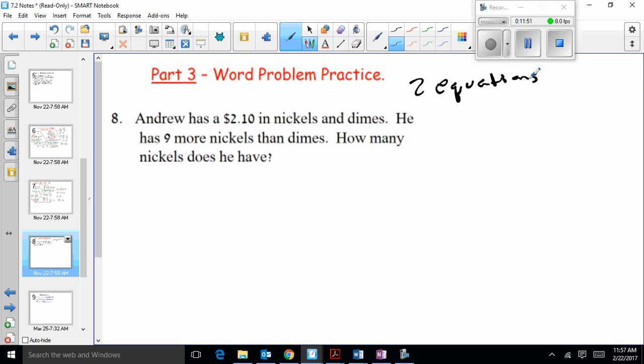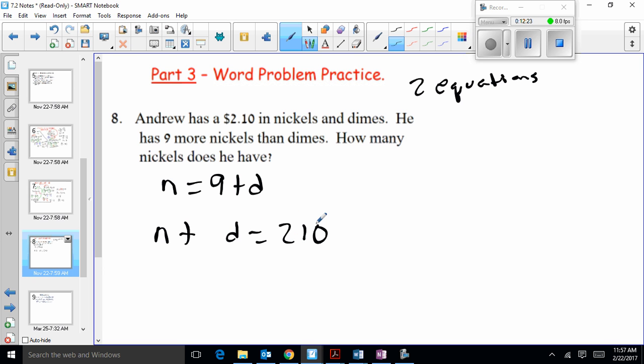So I'm going to set this equal to nickels and say N equals 9 plus D. D standing for dimes. And N is my variable for nickels. And I'm sure all you geniuses and smart cookies already figured that out. So then my second equation, I'm going to put N plus D equals 210.